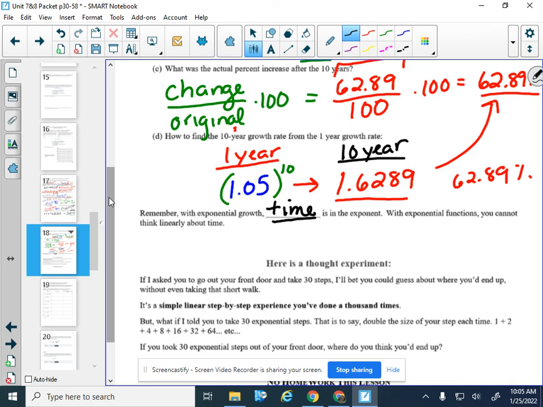So it's important to remember that with exponential growth, no matter what formula we're working with, time is in the exponent. With exponential functions, you cannot think linearly about time. So when I talk about 10 years, I can't just multiply by 10. It's really that 10 is the exponent. And that's not even something that I can really know. I have to type it, calculate it. Okay, so our intuition can sometimes be wrong about exponential functions.